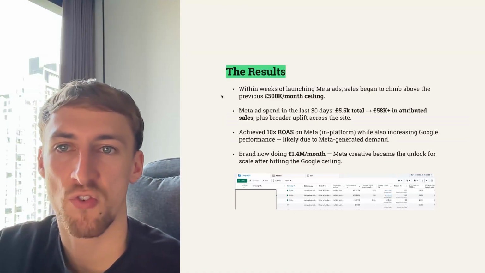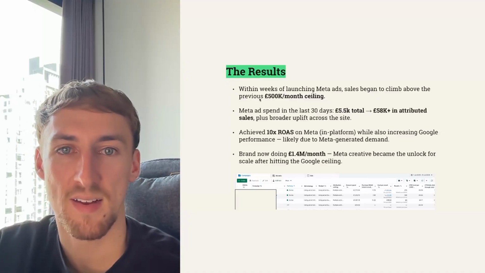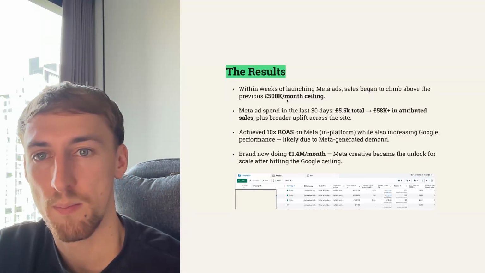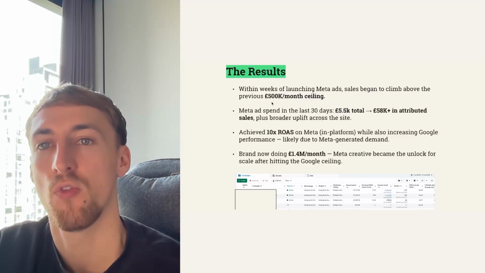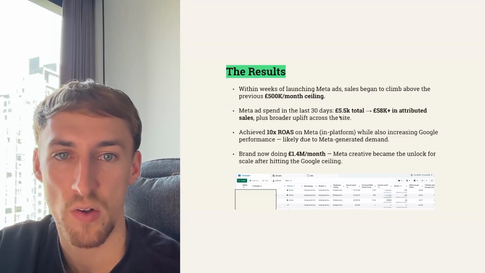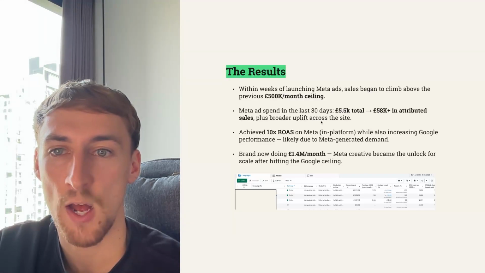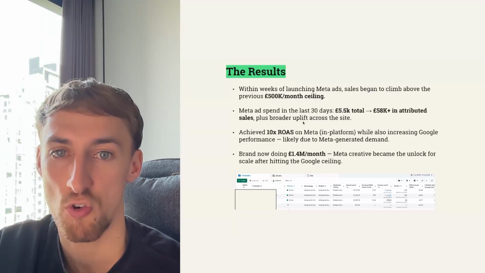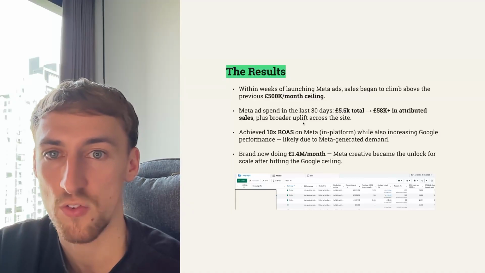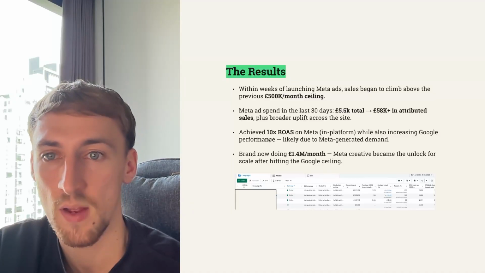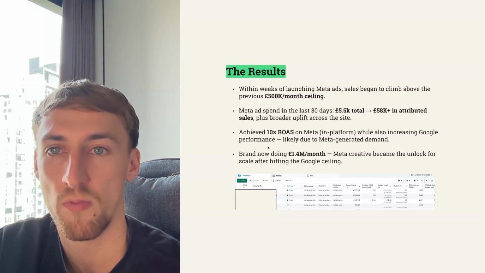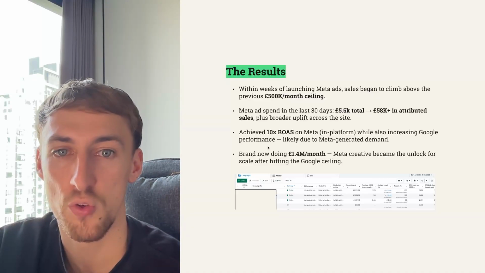So in terms of the results that we're seeing, within weeks of launching Meta ads, sales began to climb above the previous 500k per month ceiling. So bear in mind, they were at 500k per month for 6 months before launching Meta with us. Meta ad spend in the last 30 days, 5.5k total, 58k in attributed sales, plus a broader uplift across the site. So the site is getting tons more traffic than it originally was because they just couldn't scale Google any further. They achieved a 10 ROAS on Meta in platform, whilst also increasing Google performance. So this was likely due to Meta generated demand.